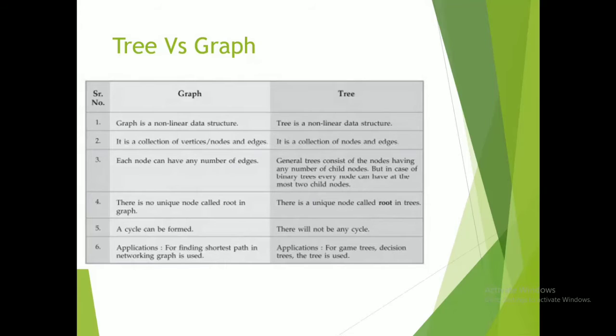In a graph, there is no unique node called root. In a tree, there is a unique node called root. In a graph, a cycle can be formed, and in a tree there will not be any cycle. Application of graph: finding the shortest path in networking. And next, application of tree: game tree, decision tree.